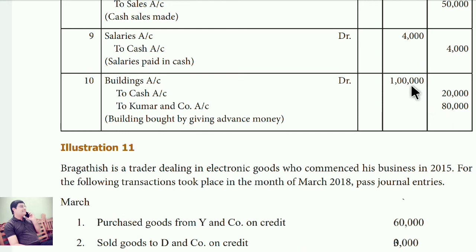Building account debit, so building value is 1 lakh. But how much advance cash did we give? 20,000 rupees. So 20,000 goes out, so credited. Now 1 lakh rupees building, we gave 20,000. 1 lakh minus 20,000, how much do we have to pay? 80,000. This 80,000 goes to Kumar and company account. So still we have to pay 80,000 rupees to Kumar. Understand? That's all. So we completed illustration 10.